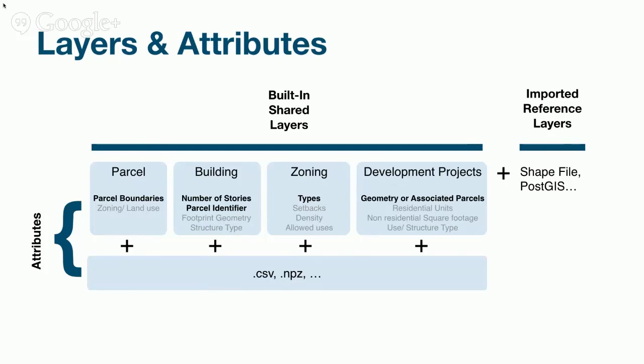Same goes for attributes that you add to layers. There's the fields that are stored in the shared Postgres tables on the server, and those are what are shown in the tables that Connor showed earlier, and then just very roughly shown here. We have the geometry and the primary attributes for the parcels, buildings. We have zoning attributes, and then the development projects. You can join additional attributes that are saved in a variety of file formats, either CSV or NPZ, which are NumPy files.